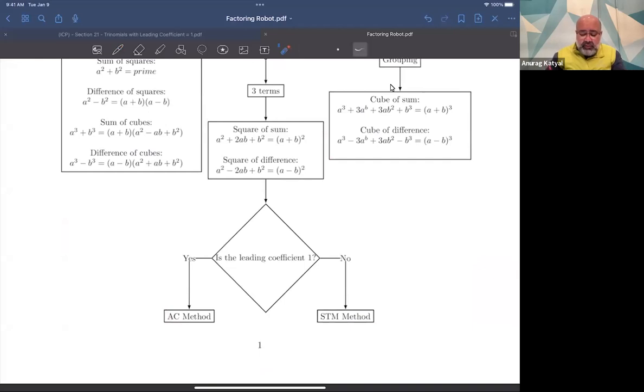The first thing we should always figure out is if these two formulas can be used, because if you can, you're done in 15 seconds. If those two formulas cannot be used, then you ask yourself, is your leading coefficient 1? If the leading coefficient is 1, then you do the AC method, which is what we'll be doing in this section. If the leading coefficient is not 1, then we use something called split the middle, which we'll talk about in section 22. That's for next week.